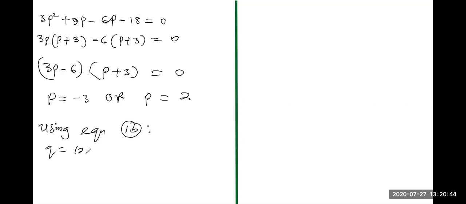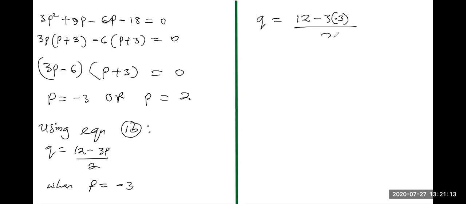Q is equal to 12 minus 3p over 2. All right, when p is equal to minus 3, what is our q? Our q is equal to 12 minus minus 3 times 3 over 2. And minus minus is plus. That will give us 21 over 2.